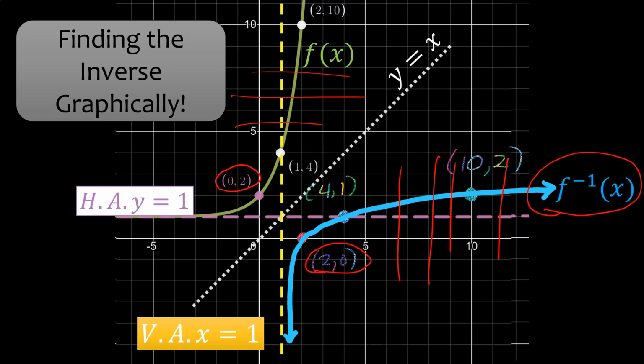And you notice now that reflection over the y equals x line. Yeah? Switch x and y, that's what happened. And that is how we find the inverse. That's it.